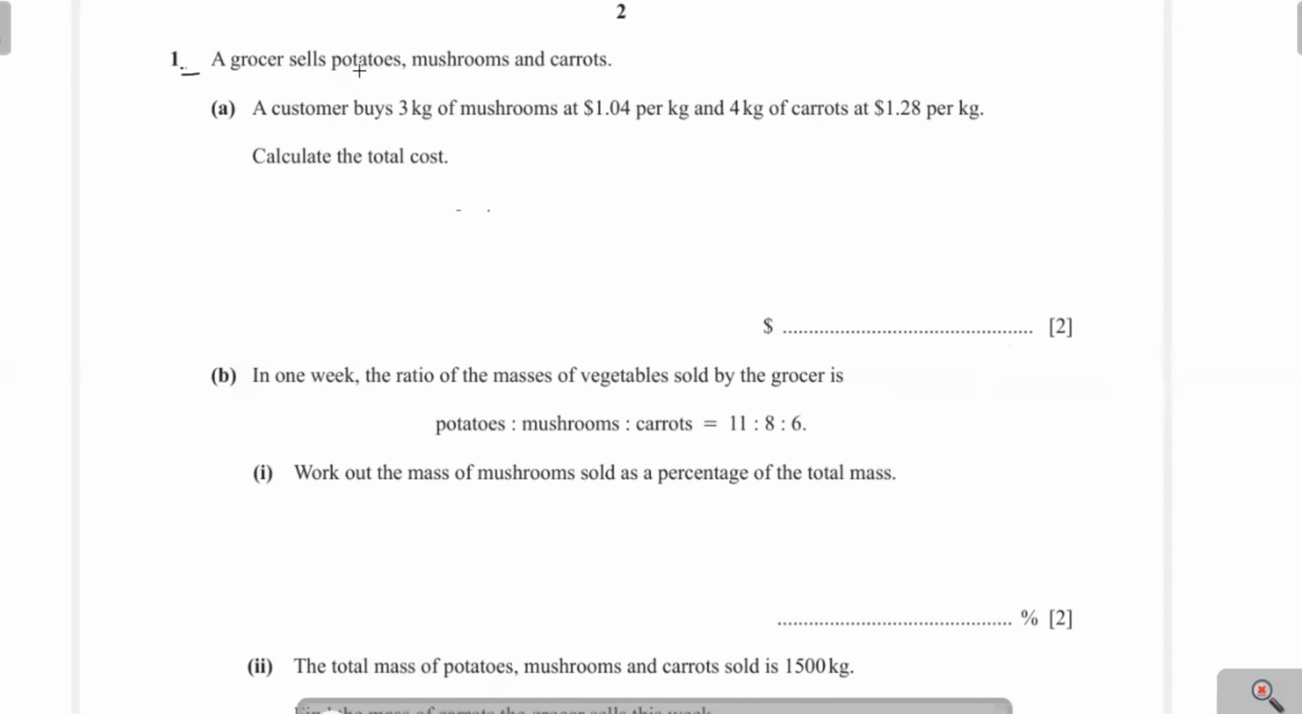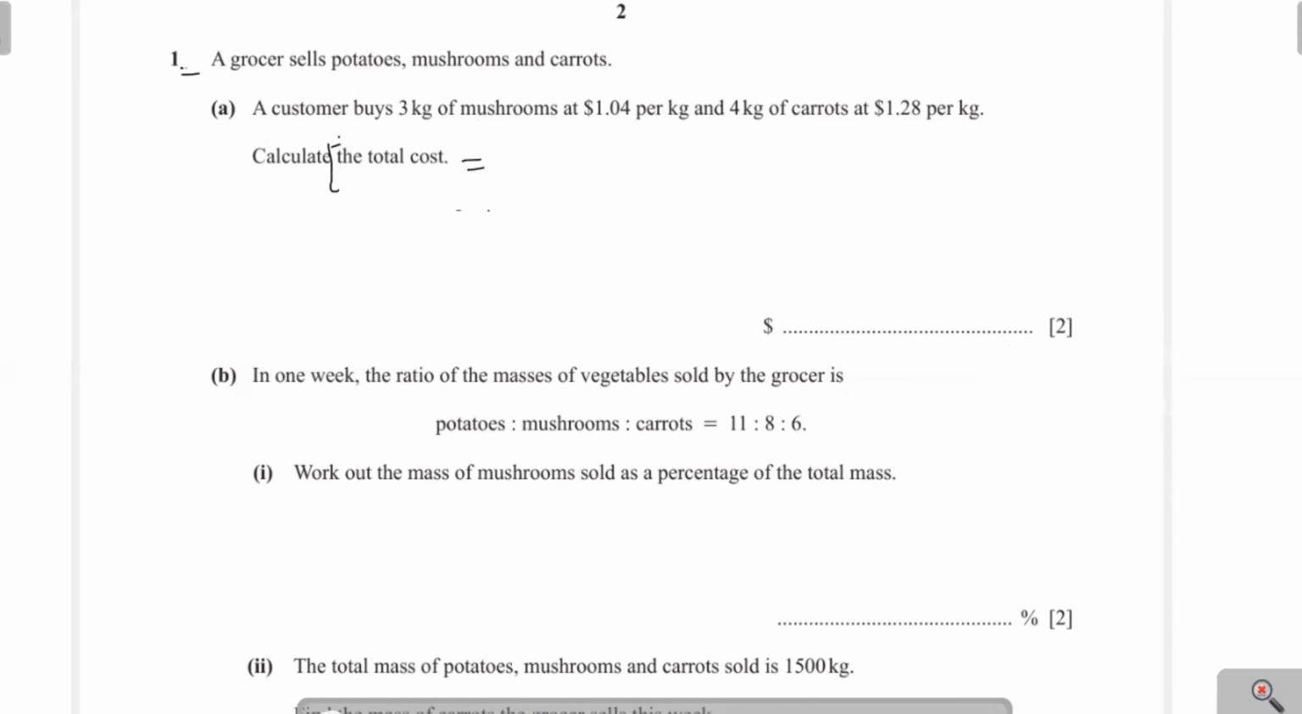Question 1. A grocer sells potatoes, mushroom, carrot. Part A, a customer buys 3 kg of mushrooms at $1.04 per kg and 4 kg of carrot at $1.28 per kg. Calculate the total cost. We can calculate the total cost.